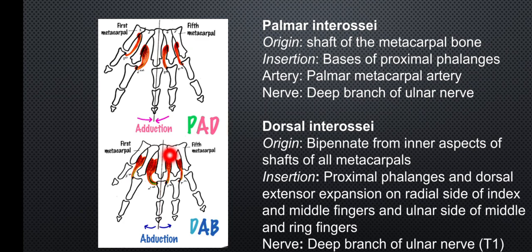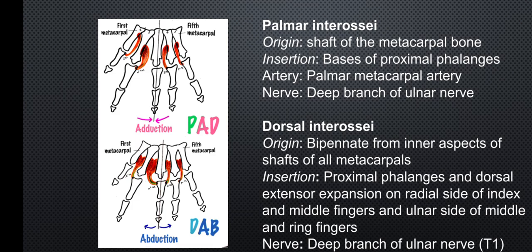So basically these are the dorsal interossei that you could see in the picture, and they act to abduct the fingers at the metacarpophalangeal joints and are innervated by the ulnar nerve. So basically, as the mnemonic goes, DAB, where D represents the dorsal interossei and AB represents the abduction of the fingers.